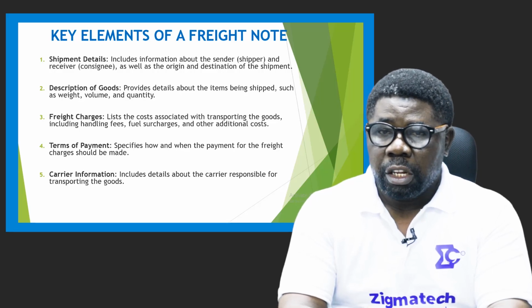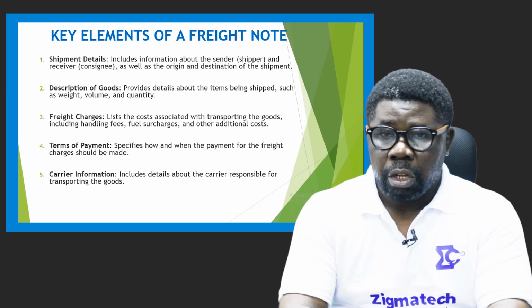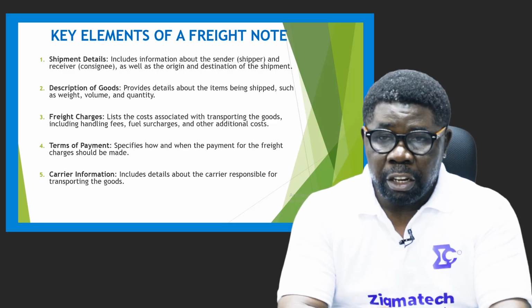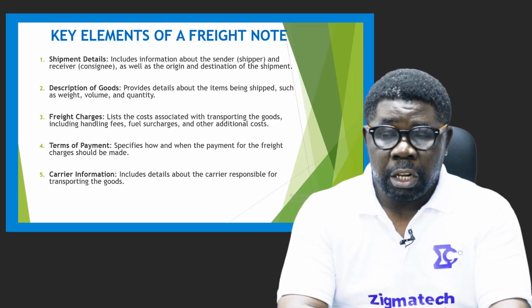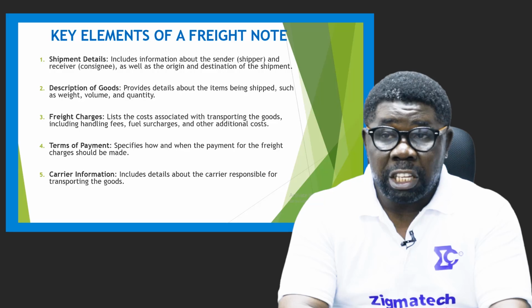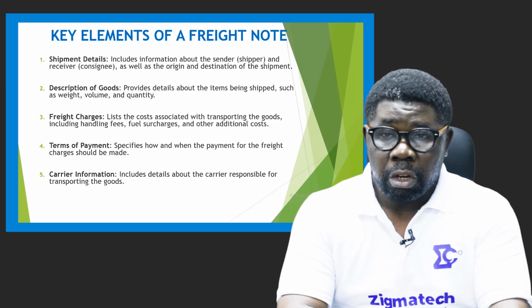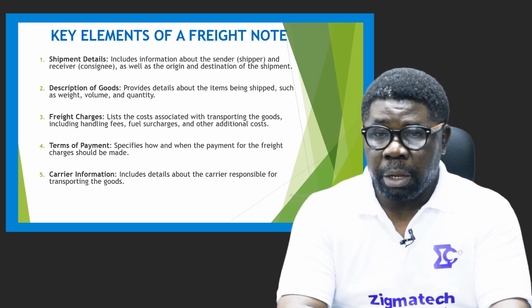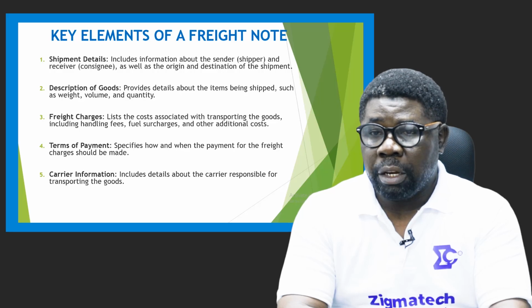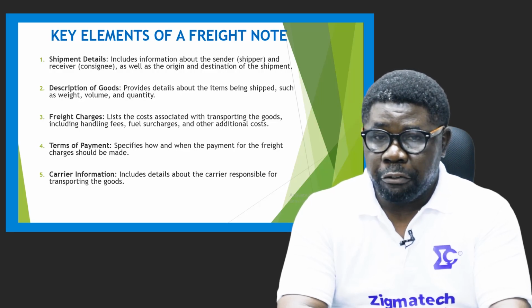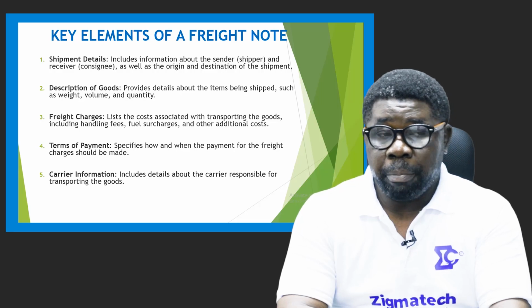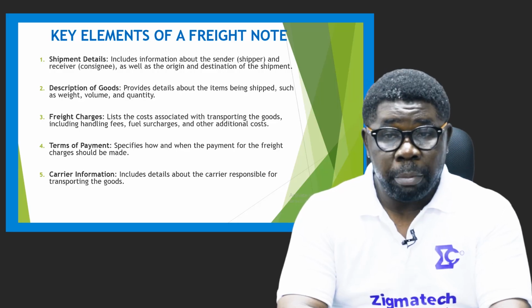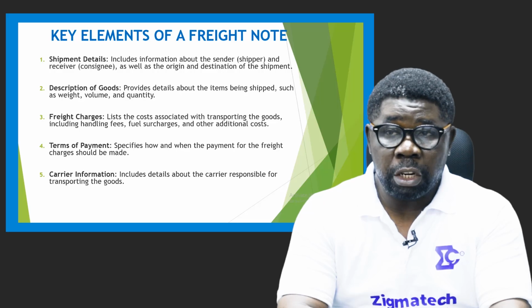Freight charges. This lists the cost associated with importing or transporting the goods. That includes handling fees, fuel surcharges, and other additional costs that are applicable to the transportation of these goods. The intent of payment specifies how and when the payment for the freight charges should be made. It tells the parties involved when and how to make the payment. That's what is contained as well.